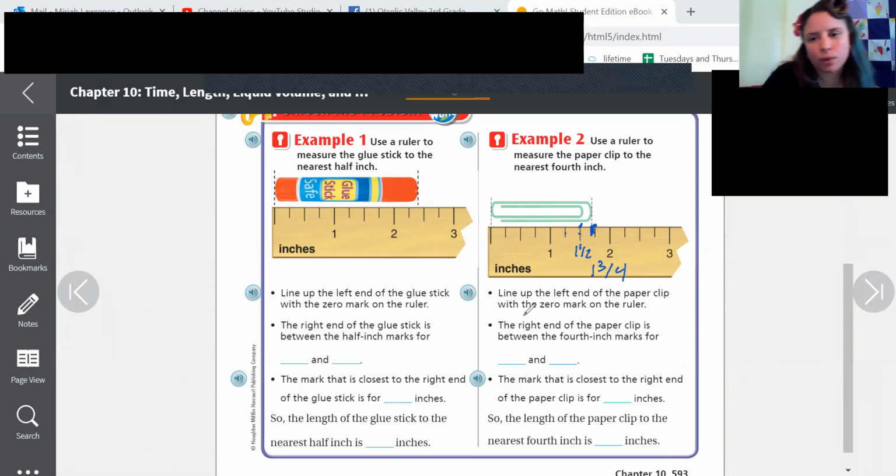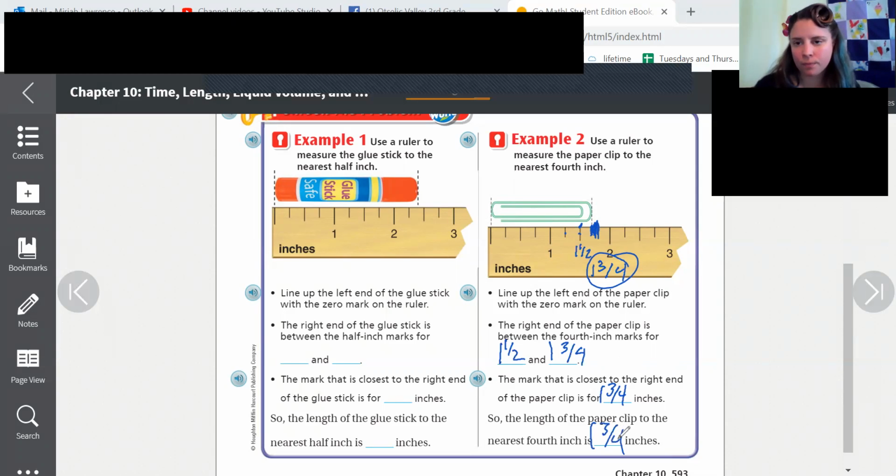So just like we did with the glue stick, line up the left end of the paper clip with the 0 mark on the ruler, and the right end of the paper clip is between the 1/4 inch marks for 1 1/2 and 1 3/4. The mark that is closest to the right end of the paper clip is which one? Which one's like just a hair away? This one right here is just a hair away. That's 1 3/4. So the length of the paper clip to the nearest 1/4 inch is 1 3/4. Okay?